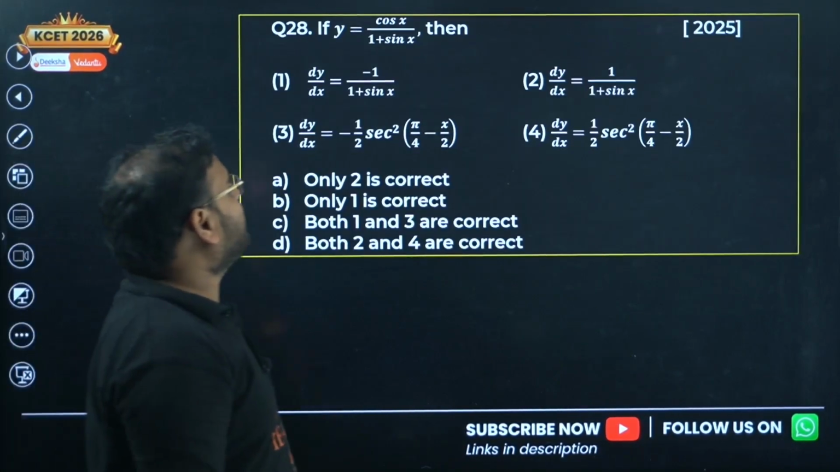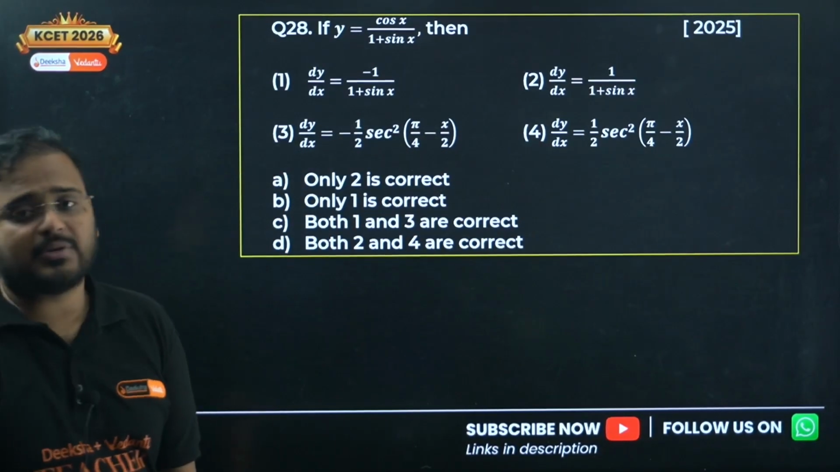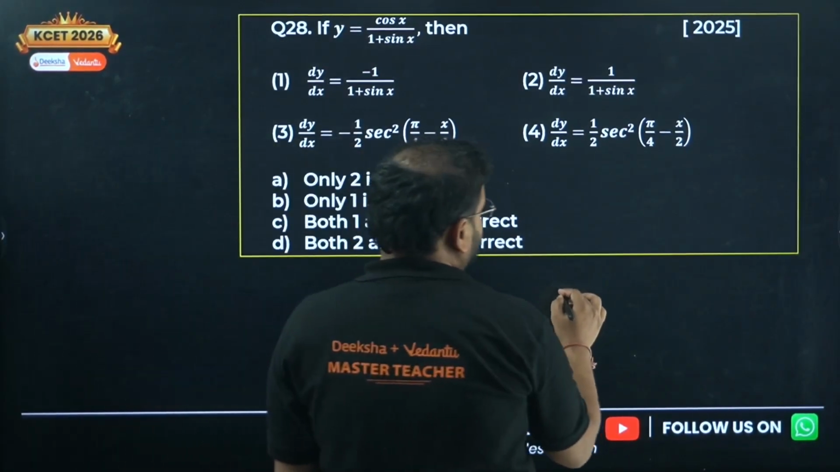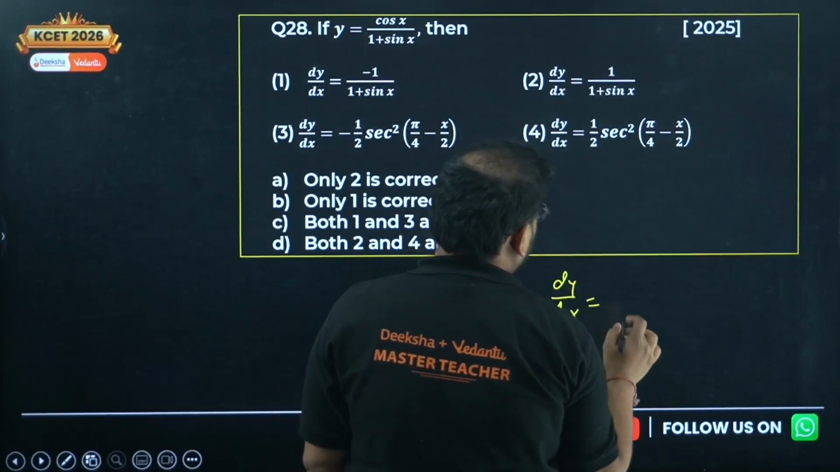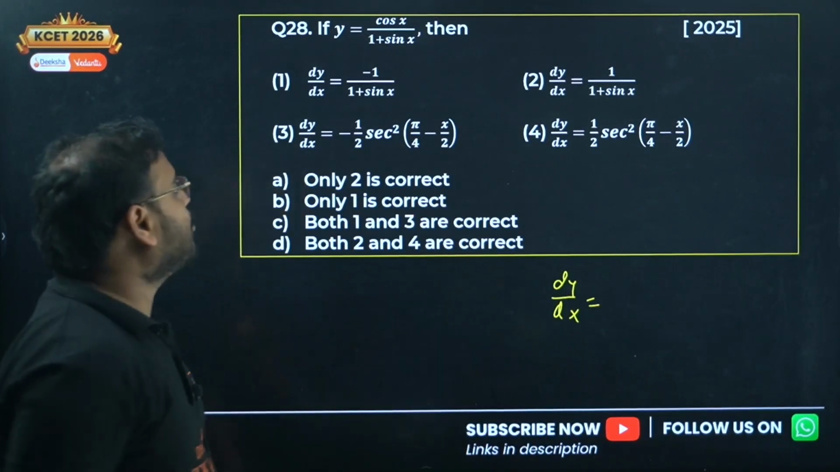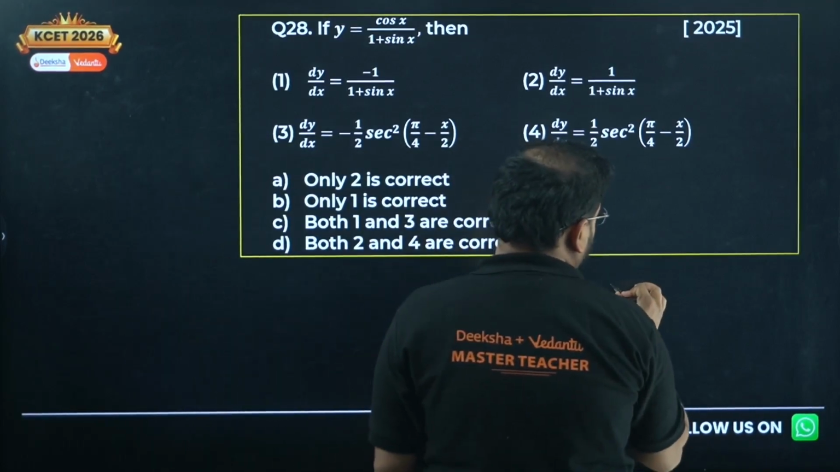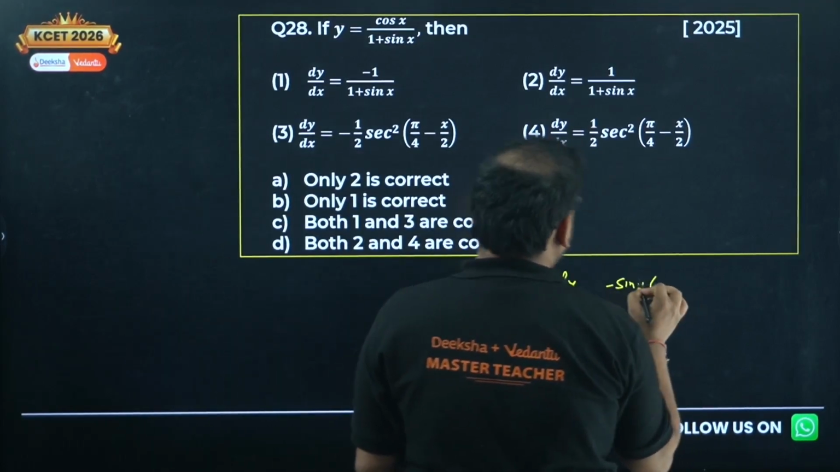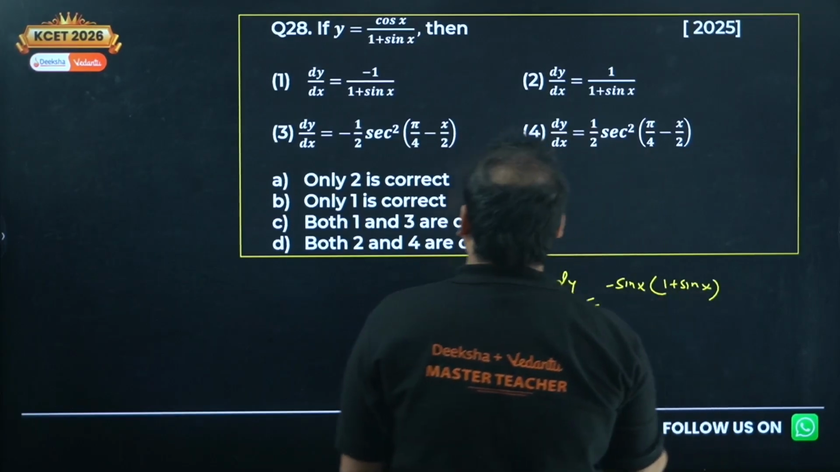28. Cos x upon 1 plus sin x is there. Okay, this is a good question. Differentiate it and get which of the options is correct. Differentiate now. We'll get dy by dx. Cos will be what? We have to use here the quotient rule, right? Derivative of cos we're going to do first. So we'll have minus sine. Keep this as it is, 1 plus sin x. Denominator kept as it is.